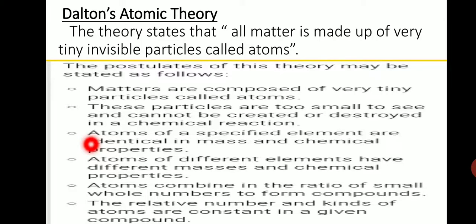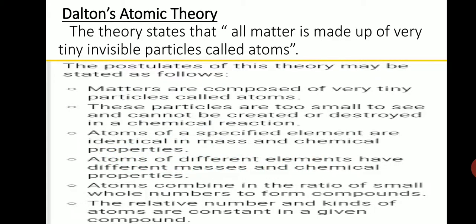The next postulate is that atoms of different elements have different masses and chemical properties. Now you have a confusion, isn't it? Whether these two are the same or not. What is the first statement? Atoms of a specified element. Here, atoms of different elements.